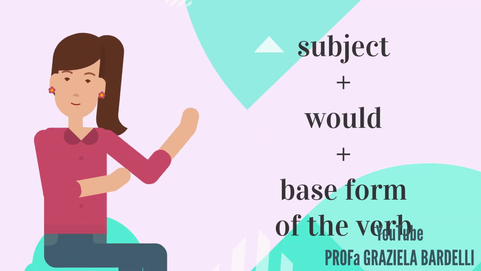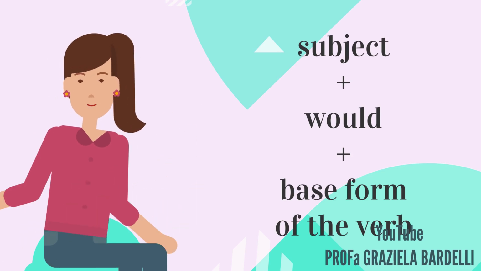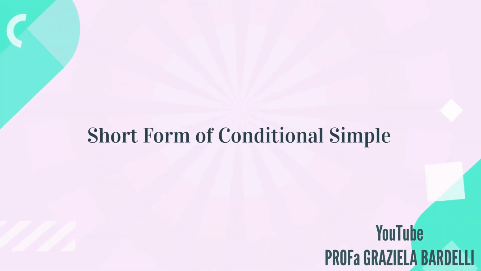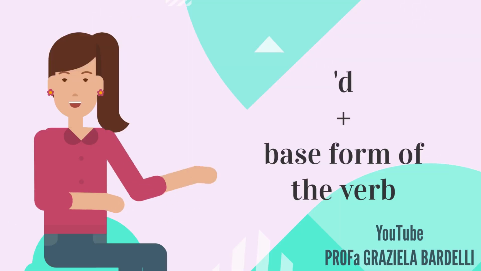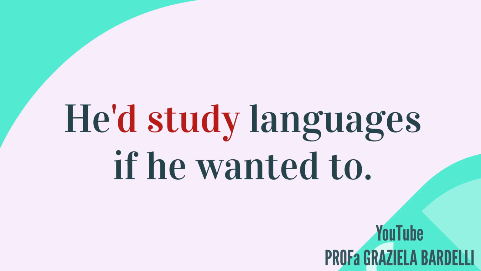The form of the conditional simple is subject plus would plus base form of the verb. For example, she would help you if she could. The short form is created by contracting would to 'd. For example, he'd study languages if he wanted to.